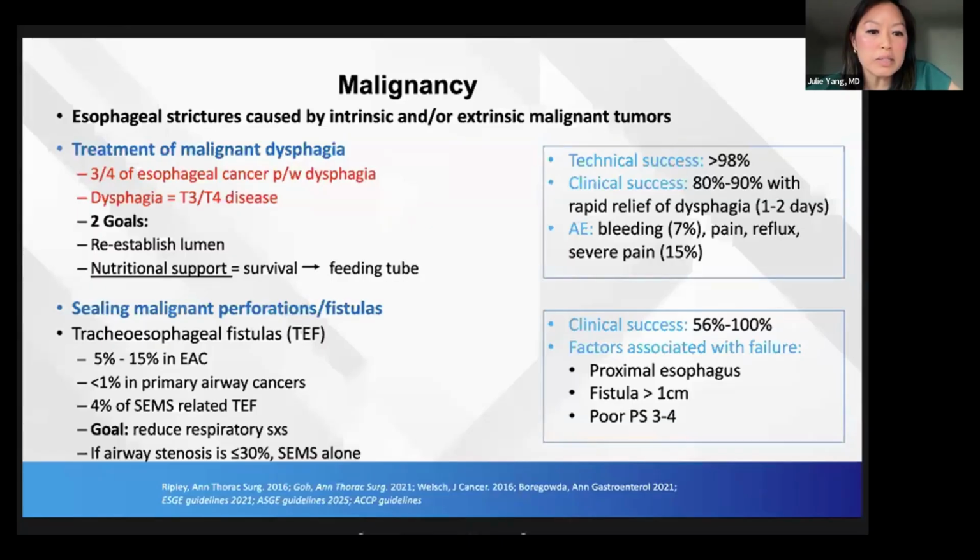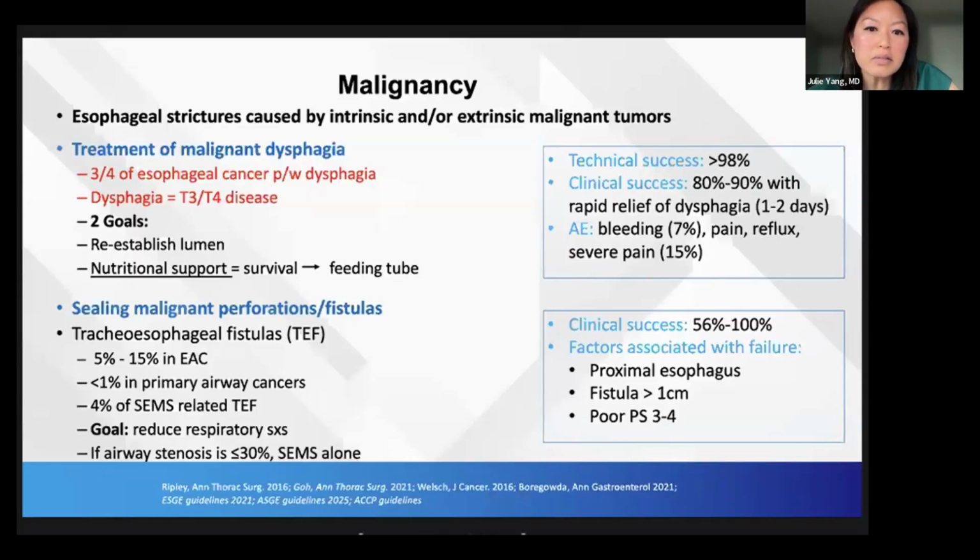And the goals here are a little bit different. It's really for quality of life, reducing respiratory symptoms. And according to the American College of Chest Physicians guidelines, if there is a TE fistula you have to discuss it in a multidisciplinary setting. Most of the time, if there's airway stenosis that's less than 30%, esophageal SEMS alone is good enough. More than that, then you'd have to consider respiratory dual stents or other interventions besides the SEMS.